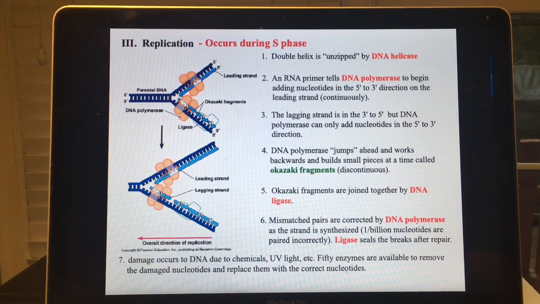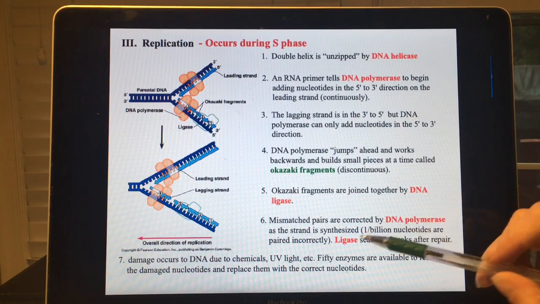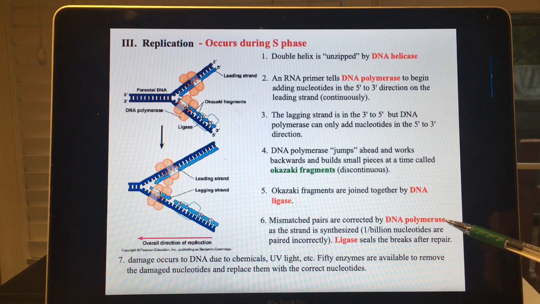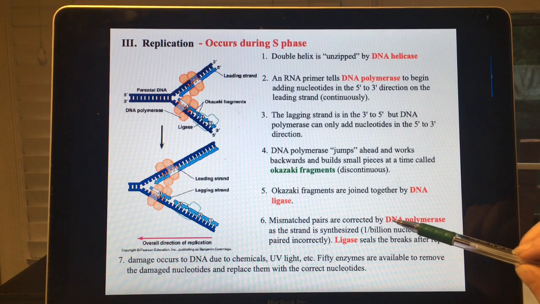So there are actually a lot of things that can damage DNA and affect the nucleotide sequence in a negative way. You end up with the wrong nucleotide. Certain chemicals can do that. Ultraviolet light can do that, which is why you need to wear sunscreen on a bright sunny day. But there are 15 enzymes that are available to find damaged nucleotides and replace them with the correct nucleotides. So ligase's second job is to seal breaks after repair. Now, unfortunately, the name of the enzymes that find the mistakes and replace the incorrect nucleotides are also called DNA polymerase. So just be careful.